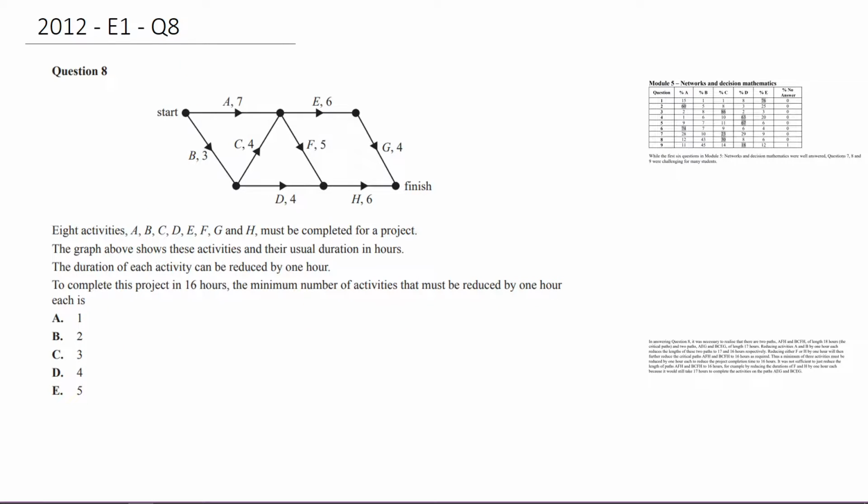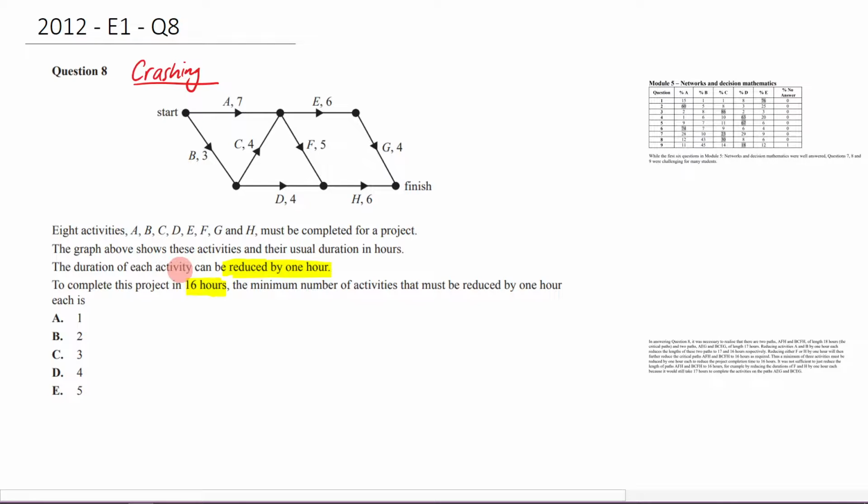The first thing you need to recognize here is that we're reducing some activities, and we can reduce by 1 hour, and we're trying to complete the project in 16 hours. So what should be going through your head right now is this is a crashing problem because we're reducing the time of activities. Formally, we're reducing the duration of one or more specific activities so that the length of the overall project, the critical path, has been reduced. That's how we know we're dealing with a crashing problem here, because we're talking about reducing the time of an activity.